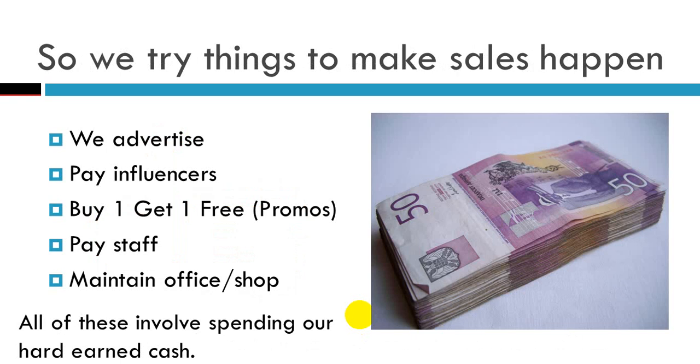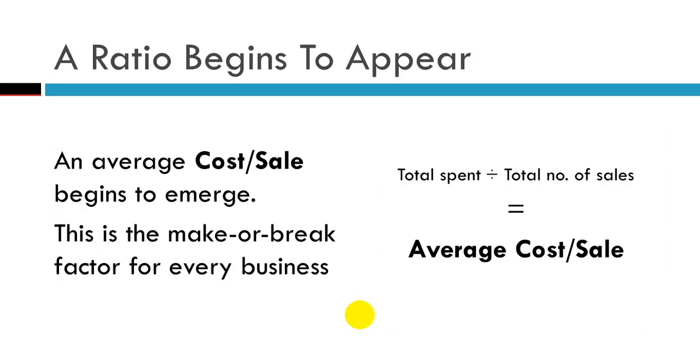So we try so many things to make sales happen. We advertise, we pay influencers, we do buy one get one free promos, we pay staff, we maintain our office and our shop, whichever one we use. And all of these things involve spending our hard-earned cash. While this spending is done, a ratio begins to appear. An average cost per sale begins to emerge. And this is the make or break factor for every business.